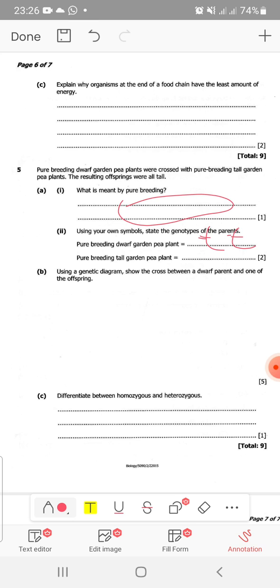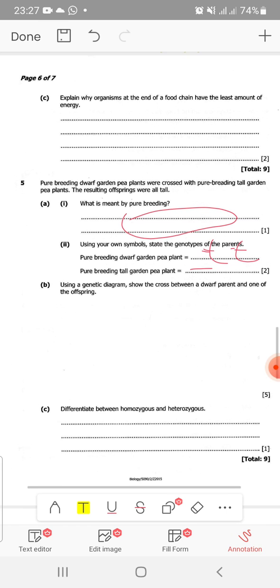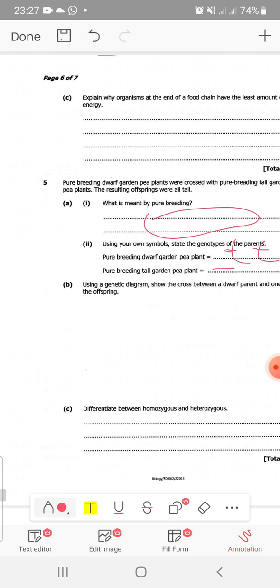Then for a pure breeding tall garden pea plant, I'm going to use the capital letter T. I'll write the capital letter T as the gene for a pure breeding tall garden pea plant.